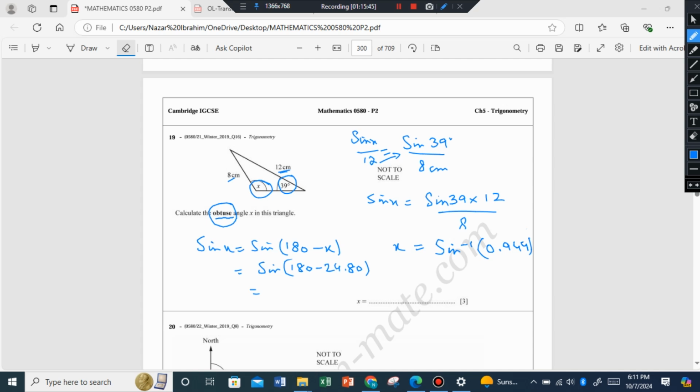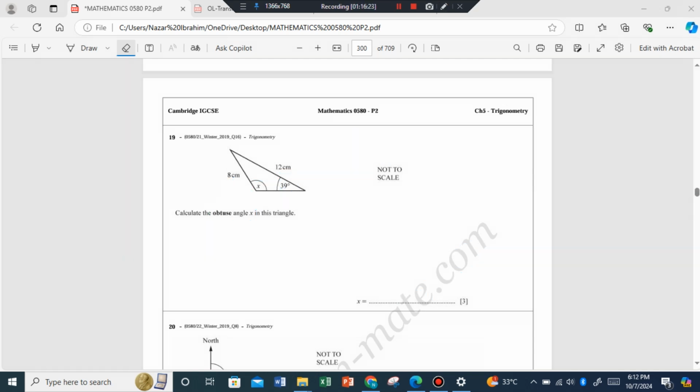Okay, when I simplified this, I will get sine inverse 0.944, which is 70.7, right? I just now checked it. So after subtracting 70.7 from 180, I am getting 109.27. This is 109.27. This is the angle which was required, that was obtuse, right? Okay, let's move to the next question.